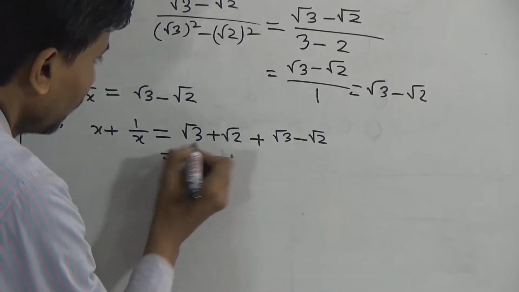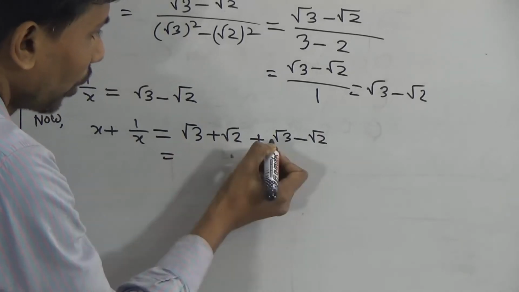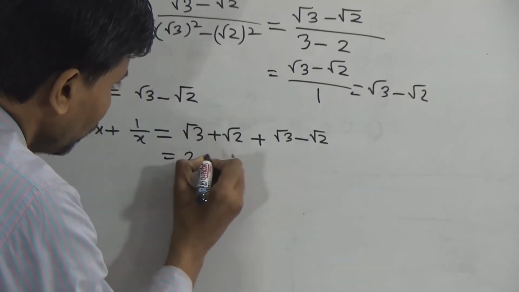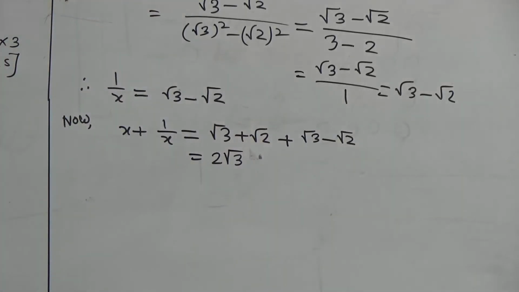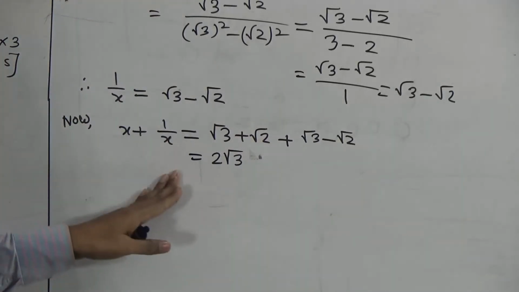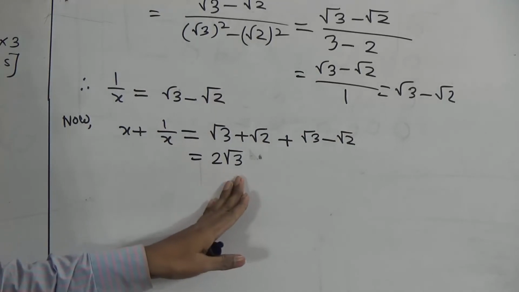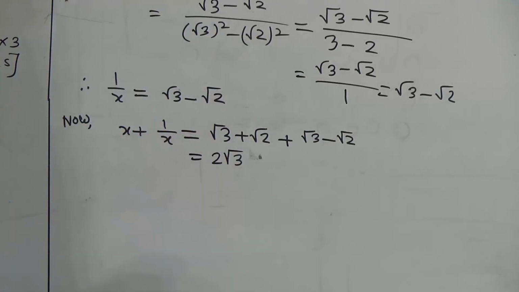Then we get 1 root 3, 1 root 3. This is equal to what? 2 root 3. Okay. That means we have got the value x plus 1 by x equal to 2 square root 3. Now we have to determine the value of x square plus 1 by x square.